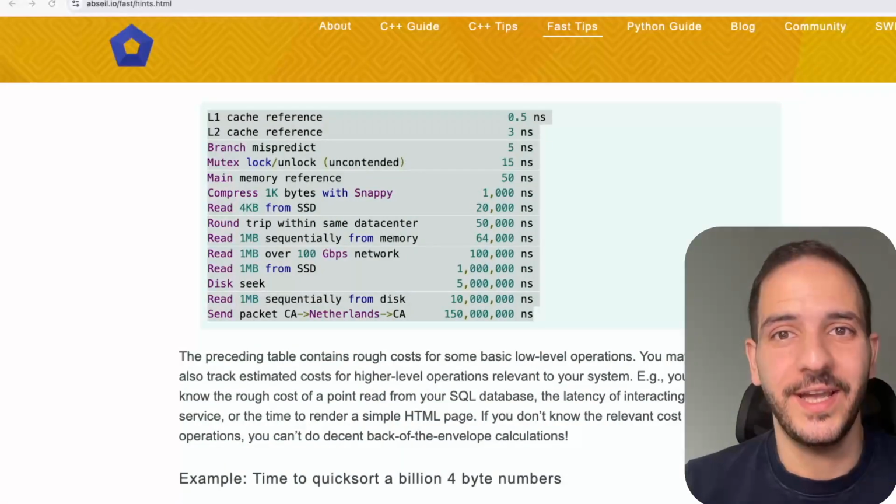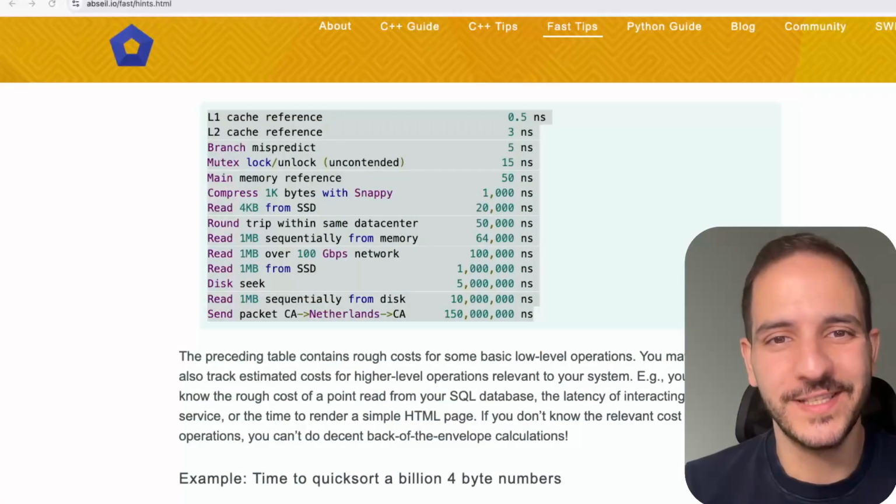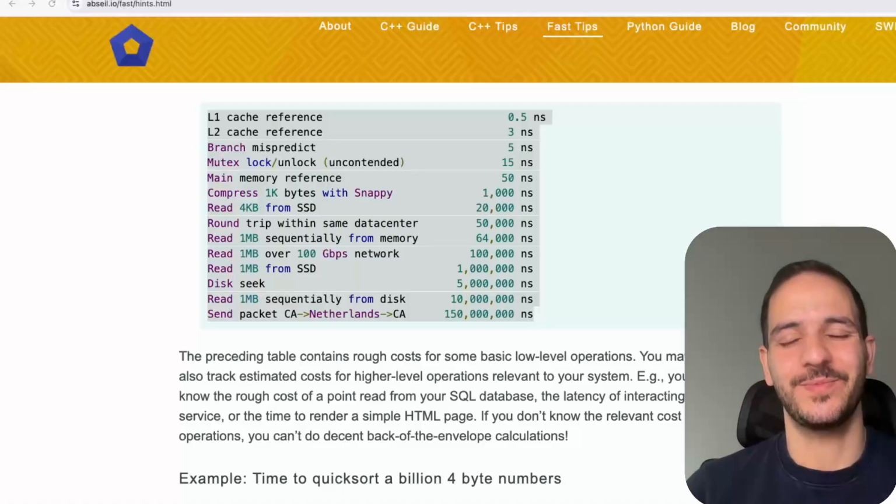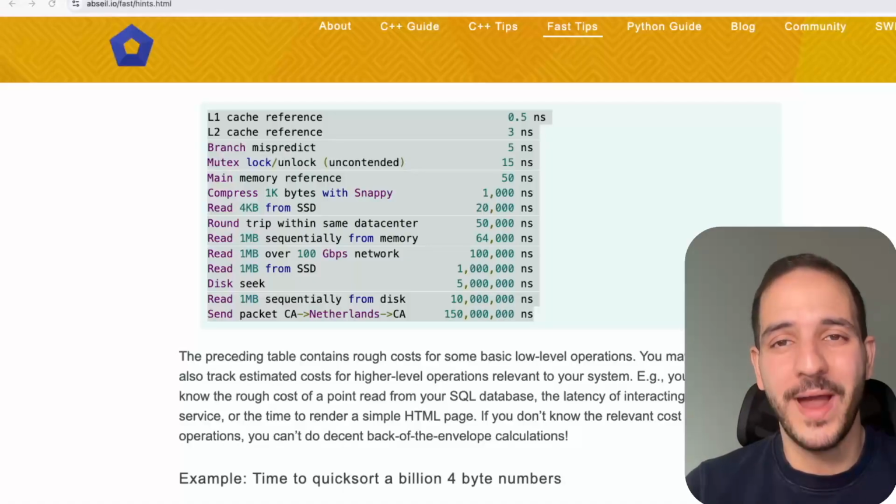Some of the most experienced engineers at Google published an article titled Performance Hints. Within it is a well-known table of latency numbers, how long different operations take on modern systems. The exact numbers themselves don't matter. What matters are the orders of magnitude.